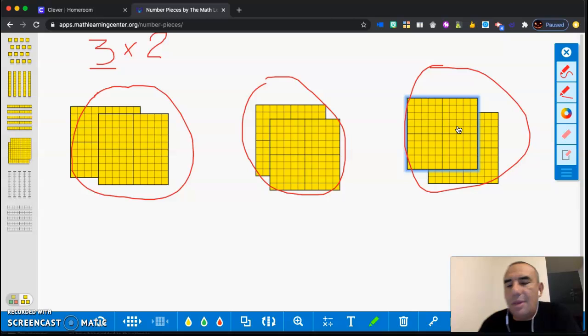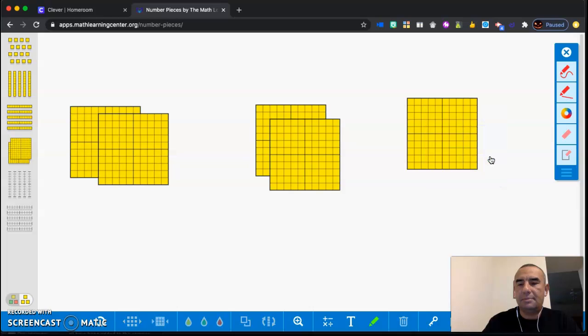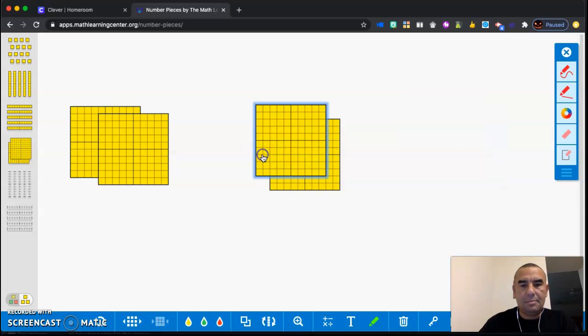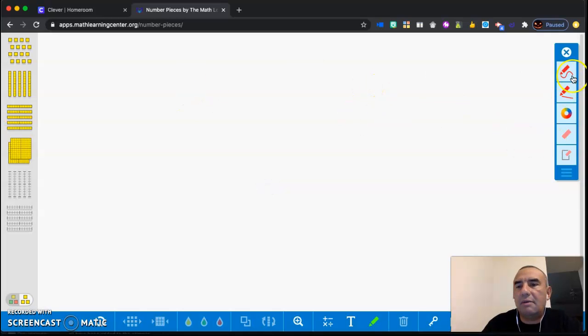Again, when you have a multiplication, the first factor tells you how many groups you have, and the second factor tells you how many in each group. If we remember that, we're going to be okay as we multiply decimals. So let me clear here, and let's start off with our first problem. Okay, let's start out with an easy one. Let's do 2 times 0.6. How much would that be?